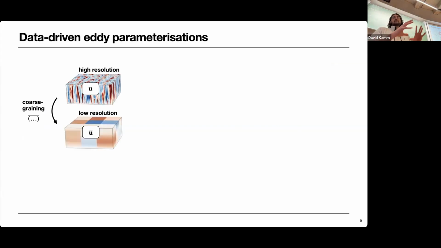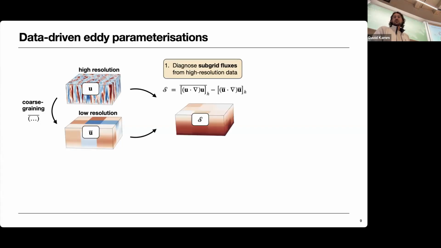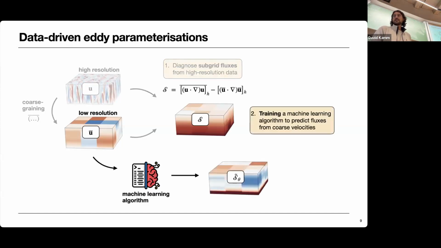So what we need for these data-driven eddy parameterizations: we start with a high-resolution data set. This could be observations. In our case, it's high-resolution model data. And then you coarse grain this high-resolution data to the target resolution of your coarse ocean model. While doing so, you can directly diagnose the subgrid momentum fluxes that are missing in the low-resolution model. And what previous authors then have done is that they have trained a machine learning algorithm to make predictions of the subgrid momentum fluxes based on the coarse-grained velocities.